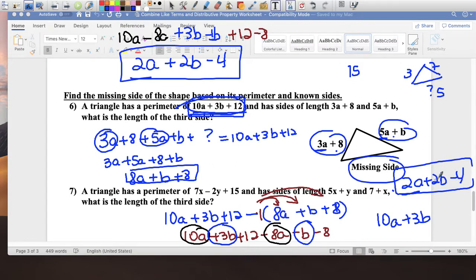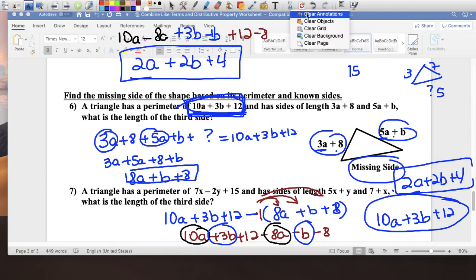Why is this minus 4? Did I do something wrong? Well, this should have been a plus 4, by the way. And 8 plus 4 is 12. And notice that this and this are exactly the same. So I know I've done something correct.